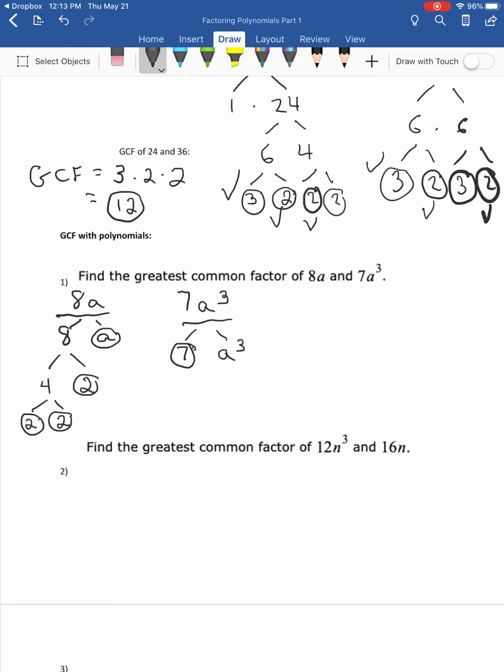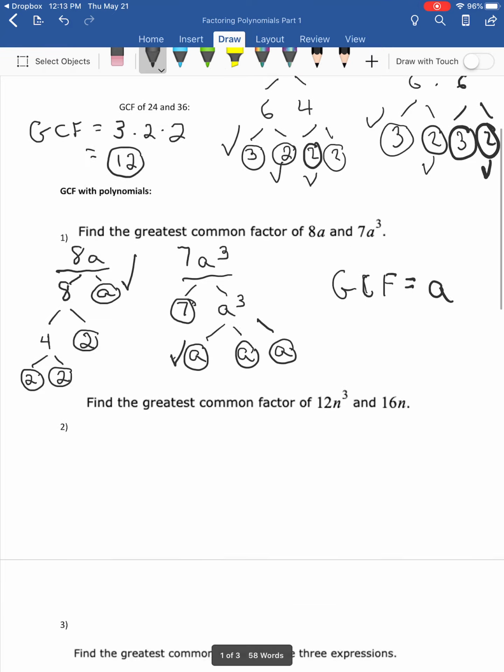A cubed is not a prime because we can break it down into a times a times a, right? Using that product rule of exponents, I'm going to circle each of those a's because those are all primes. Okay, what do they have in common? Well, the 7a cubed has a 7, the 8a does not, so the 7's not going to be in common. The 8a has a bunch of 2's. The 7a cubed does not have any 2's. So all that they have in common is an a. So the GCF is just a.